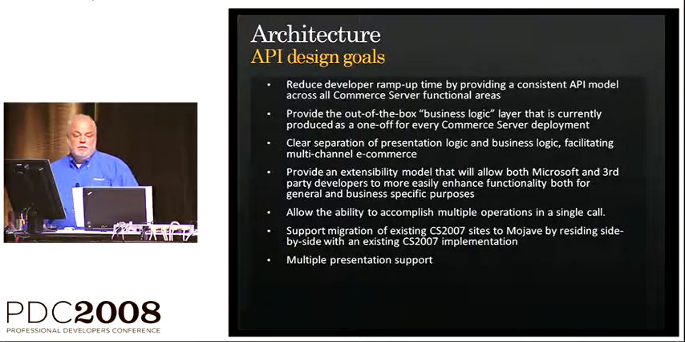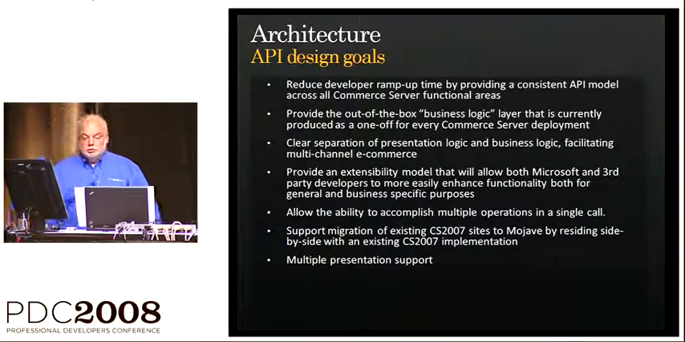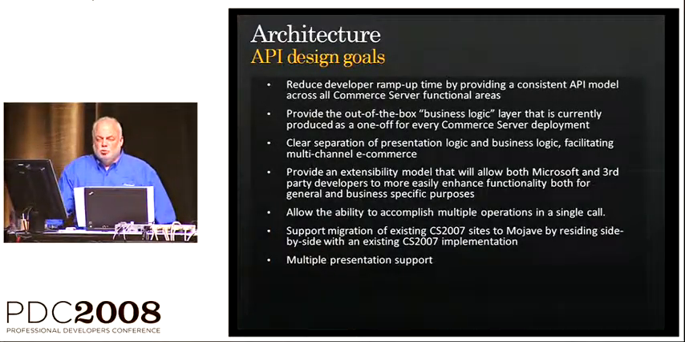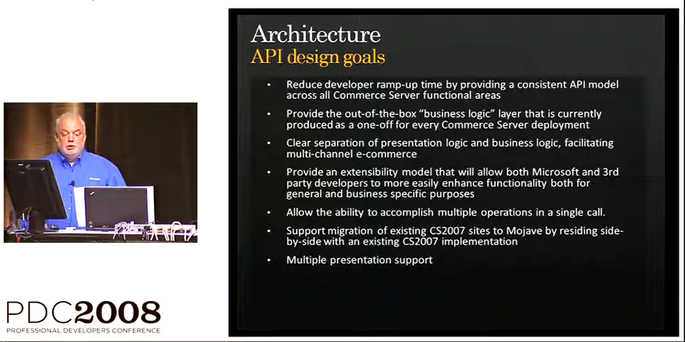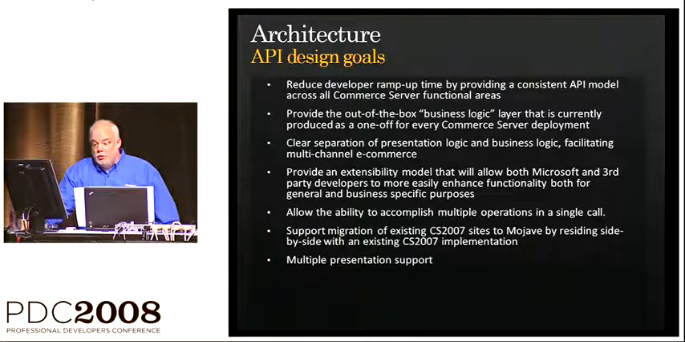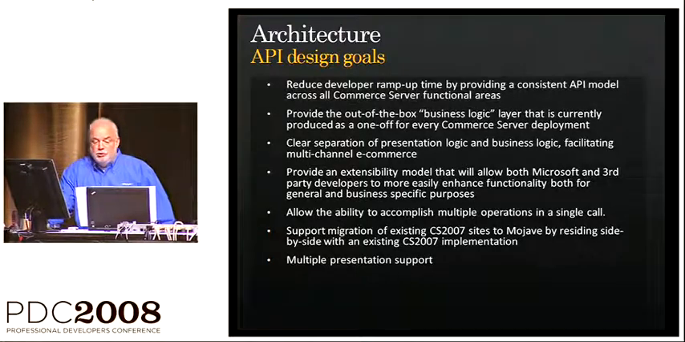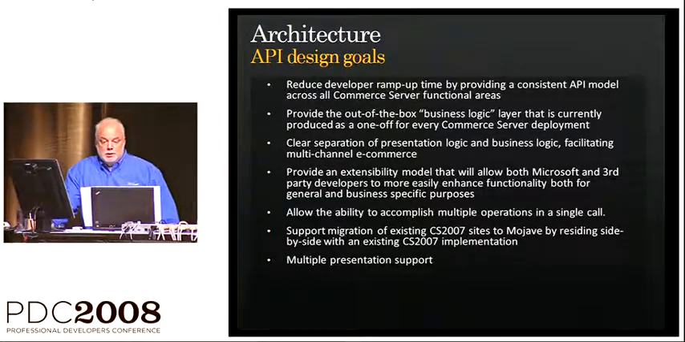So we took this feedback and developed a set of API design goals. The first thing we had to concede is that we really needed a new API, one that spanned all the modules and presented a consistent, modern, operation-based interface that worked the same whether you're retrieving catalog information, order information, profile information, or advertisements, or even custom information that you developed yourself.